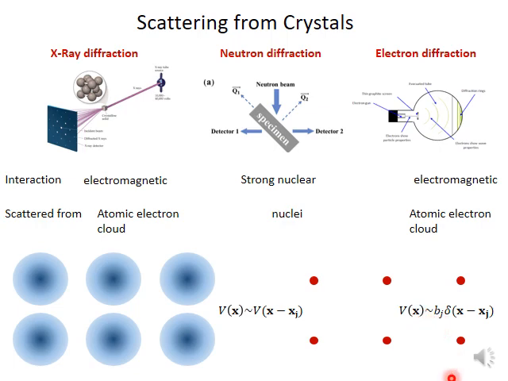b_j. So from this slide, or from these couple of slides, you might have seen what kind of interaction you need to consider depending on the scattering nature of the experiment itself. So let's try to find out the structure factors.